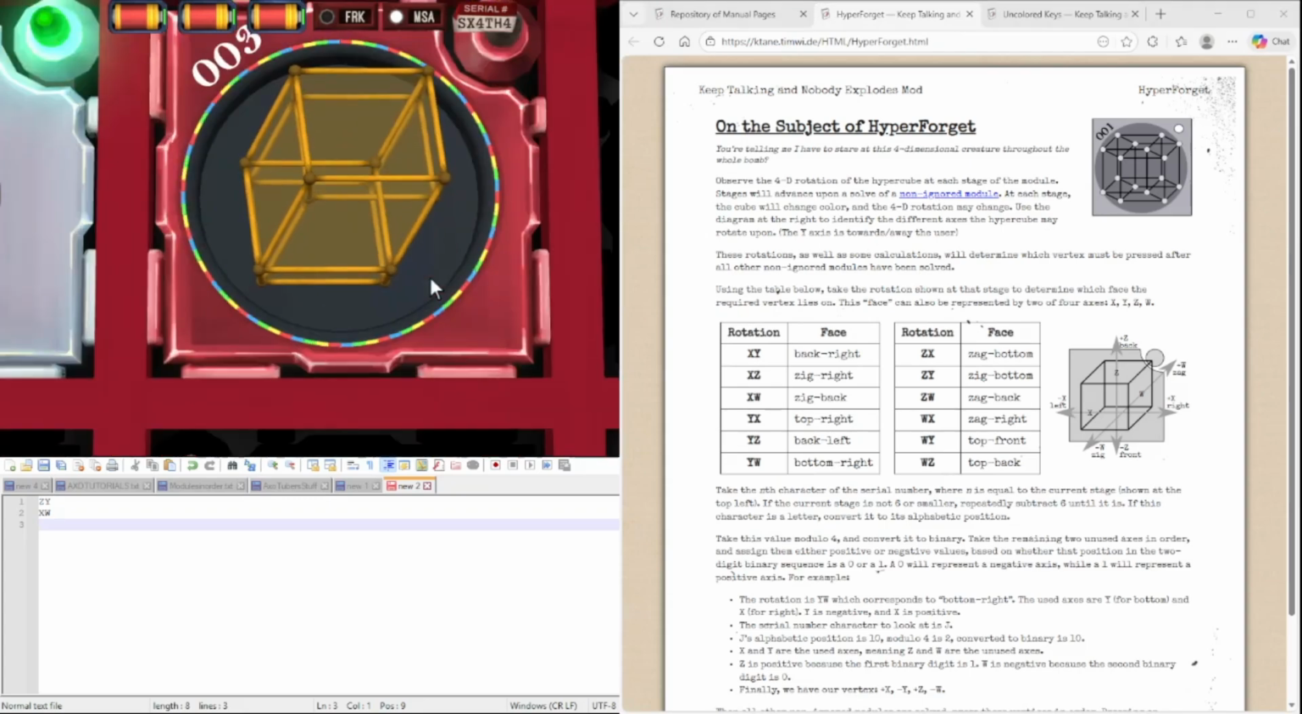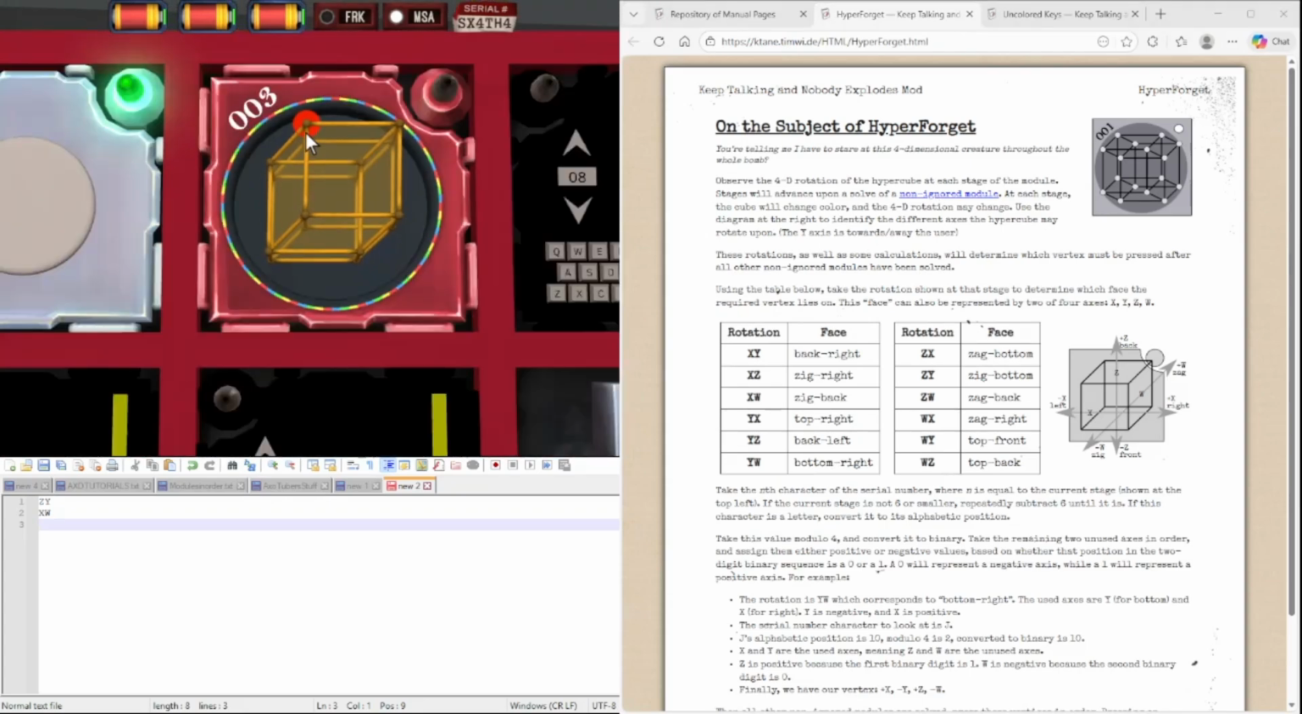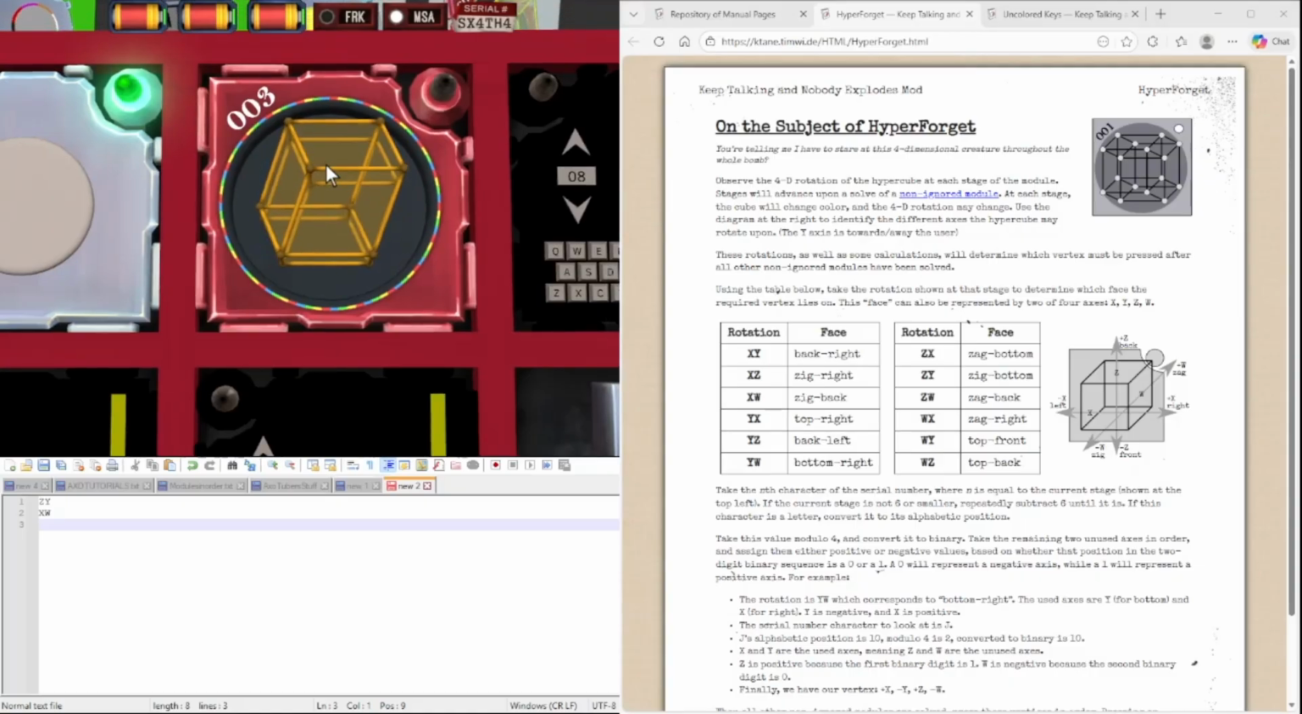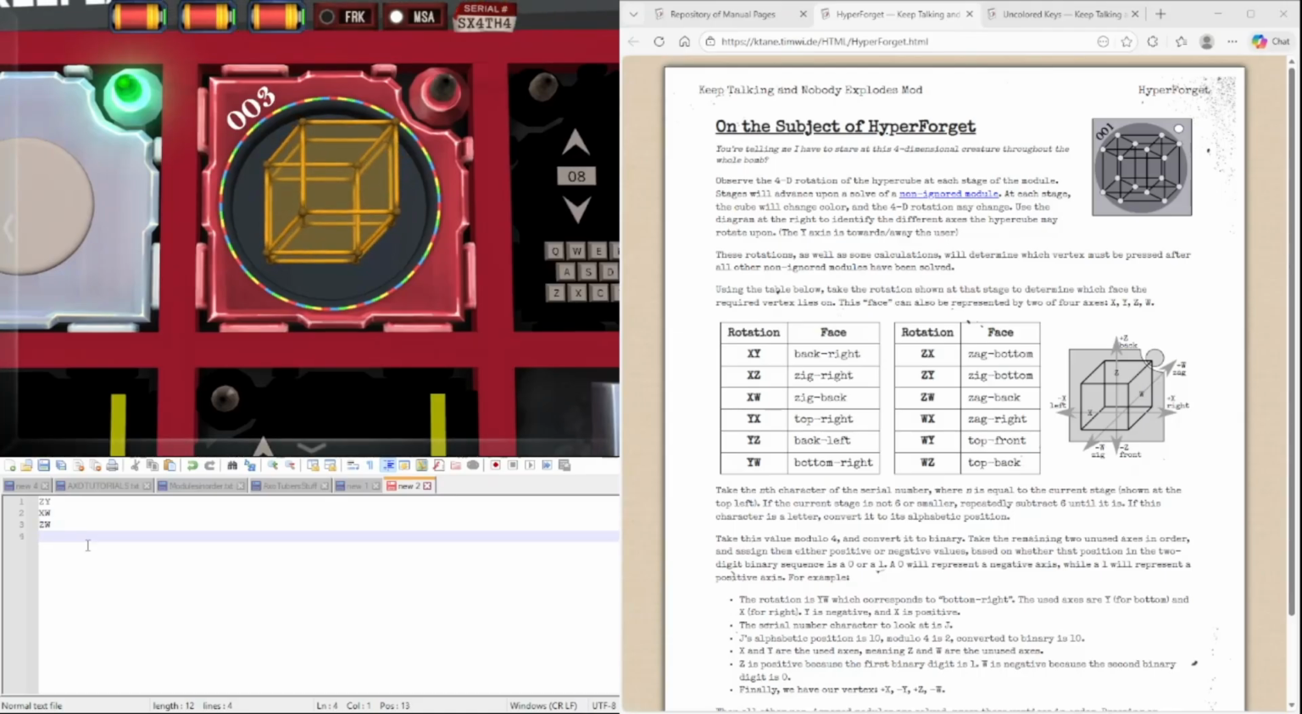Okay. Look at this. We now have positive Z, is that? Yeah, positive Z going to positive W. Yeah, ZW, I think.